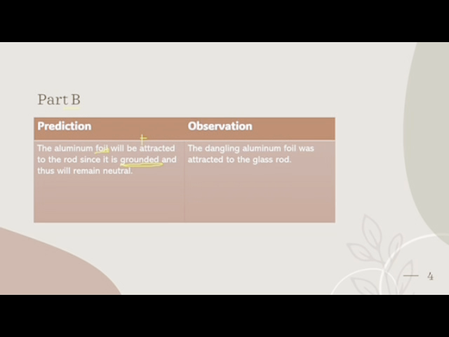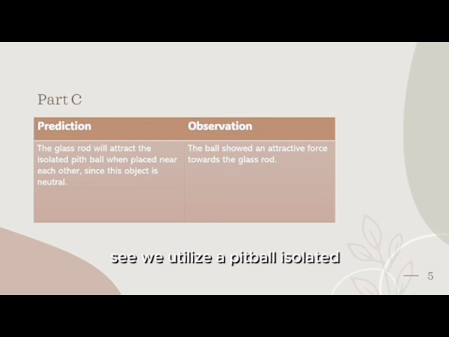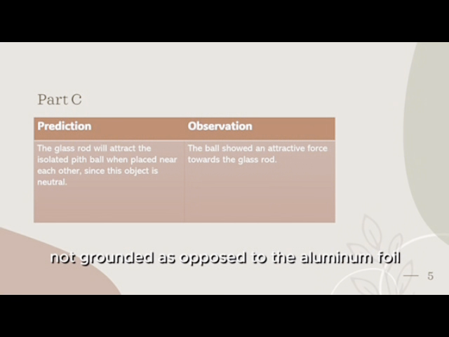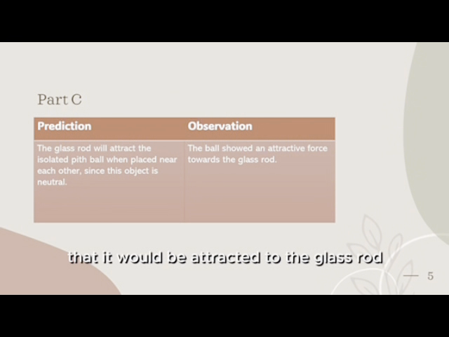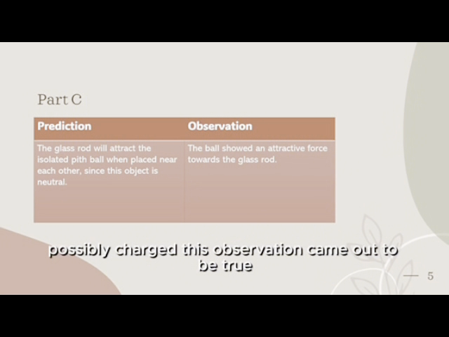object and a neutral object. This ended up being the case as a dangling piece of aluminum foil was attracted to the rod. C, we utilized a pith ball, isolated, not grounded, as opposed to the aluminum foil. This ball was to be neutral, so we expected that it would be attracted to the glass rod, positively charged. This observation came up to be true.